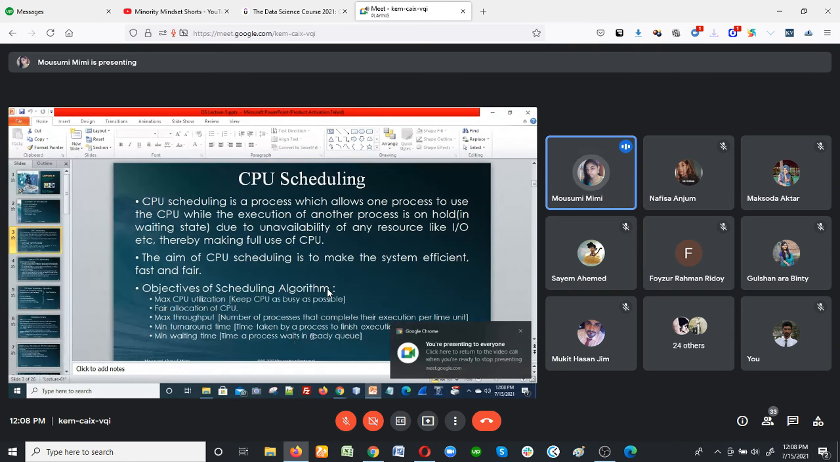Then the number of processes that complete their execution per unit time means the maximum throughput. Maximum turnaround time means the maximum time to complete the execution of a process, and minimum waiting time means how much minimum time is needed while a process is in the ready queue.